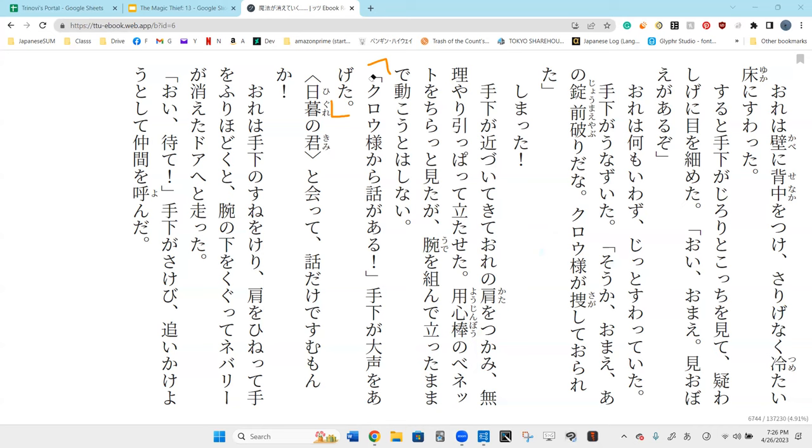Right. Wakatta. Next. Kuro-sama kara hanashi ga aru. 手下が大声を上げた。Here 上げた means, 上げる is to do something for someone else, right? Not in this context. Raise up. The minion is doing the ageru, the loud voice. So he raises a loud voice here, so he yells. He yells, Kuro-sama kara hanashi ga aru.